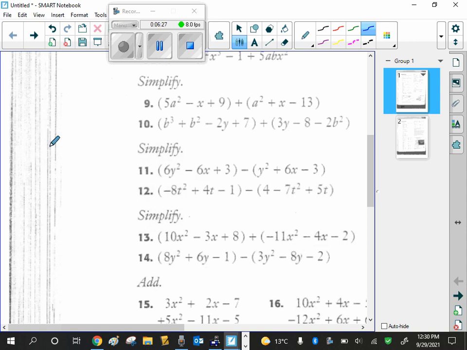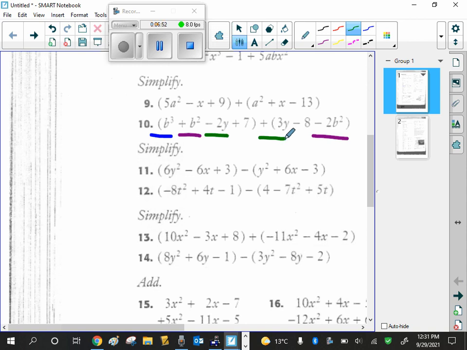Okay, number 10. Let's start it. And collect those like terms. Here we go. Learn to love it. B cubed, there's no other B cubed, so that's all by itself. There's a B squared, including the sign. There's another B squared, including this. It's not 2, it's negative 2. Green, we got a negative 2y and a positive 3y.